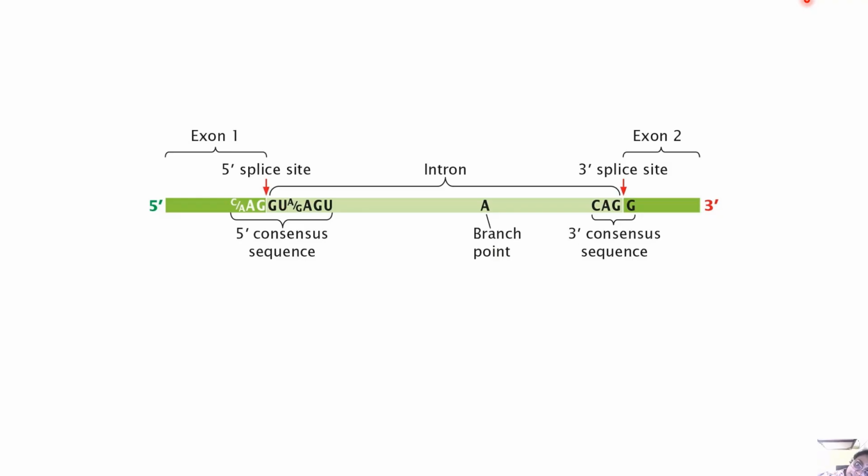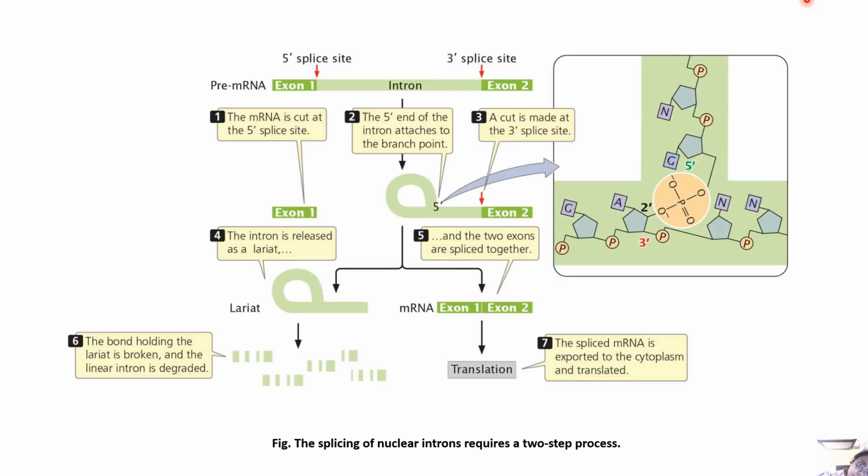Now the 5' consensus sequence is a branch point and 3' consensus sequence. Now the mRNA is cut at the 5' splice site. The 5' end of the intron attaches to the branch point. A cut is made at the 3' splice site. The intron is released as a lariat and the two exons are spliced together, and the bond holding the lariat is broken and the linear intron is degraded. And the spliced mRNA is exported to the cytoplasm and translated.